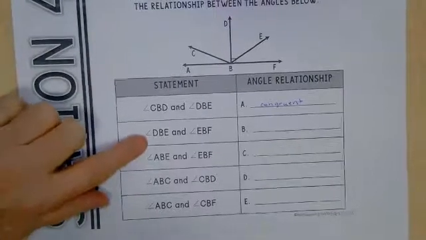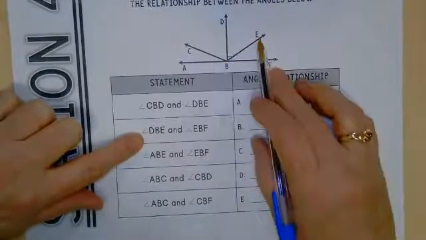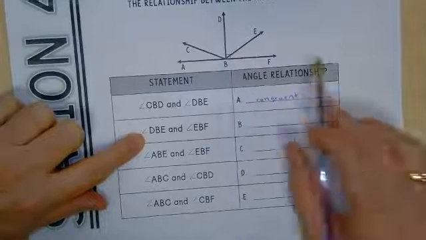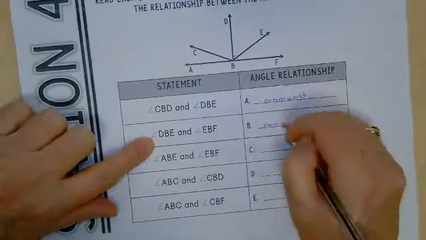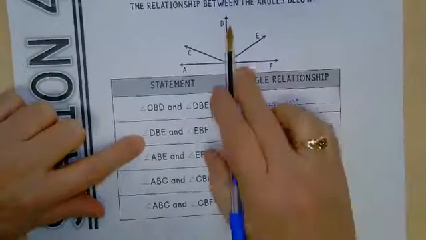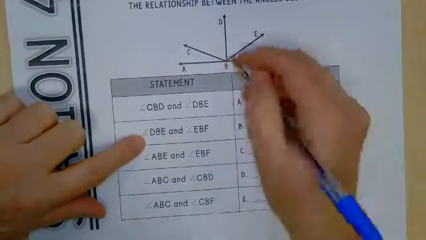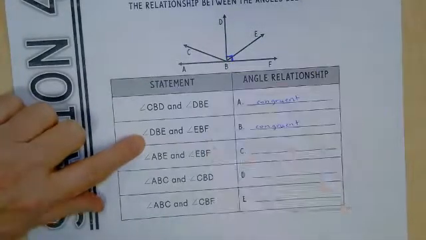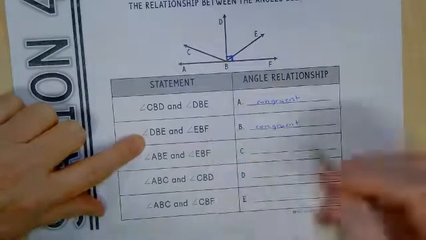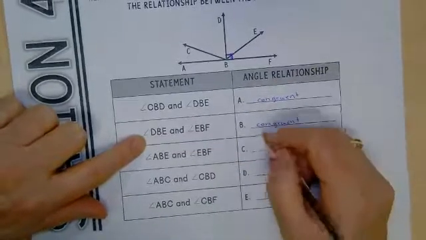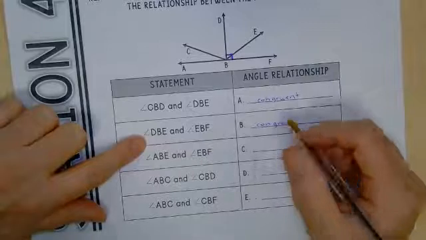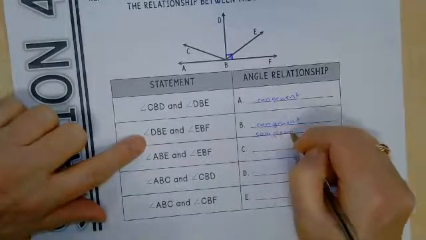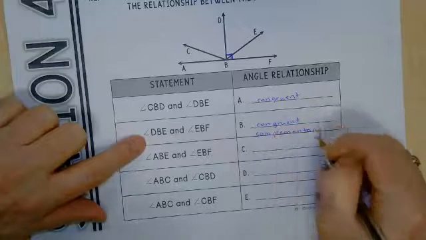Let's do this next one. DBE and EBF. Again, they're congruent, but they're also something else because together these two make a right angle, which means they equal 90 degrees. And if you refer back to your notes that we took on this, two angles that equal 90 degrees are called complementary angles.